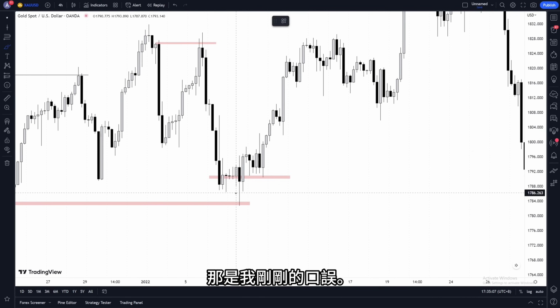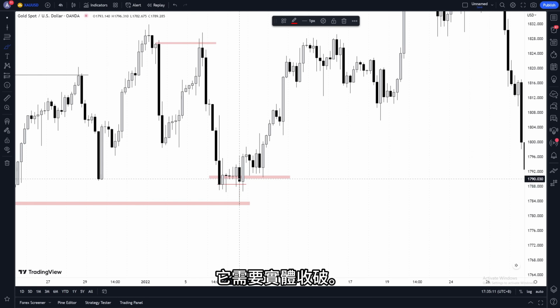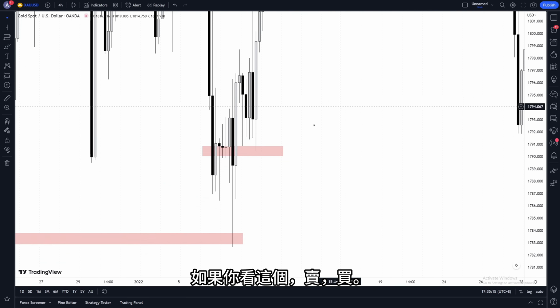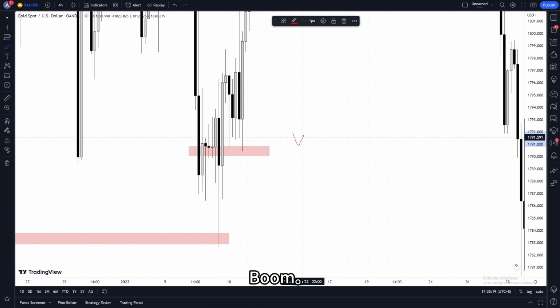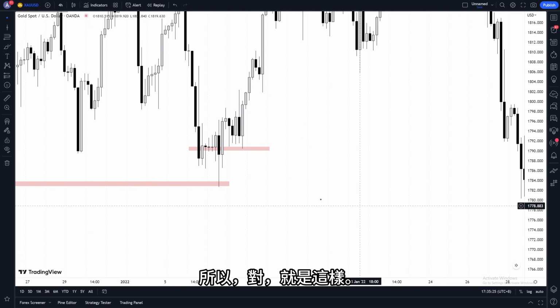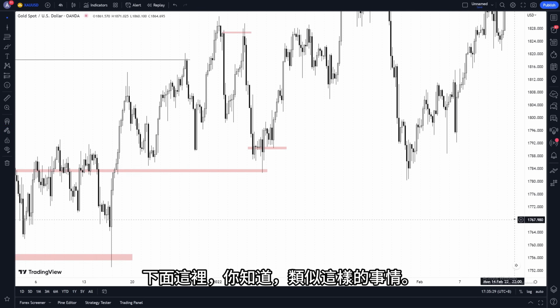That was a blunder on my part. This is not a left shoulder. Why? Because it just wicked through. It needs the body break. But this one is, though, right? If you look at this, sell, buy. So it's done something like that. Okay, come up, and it's done that, and it's gone up. So yeah, that would be it. Down here, things like that.